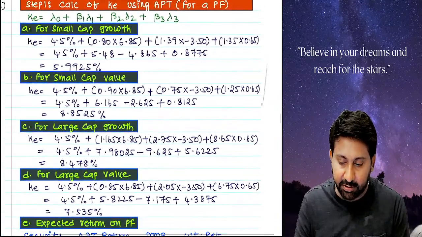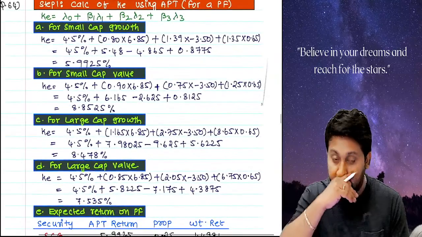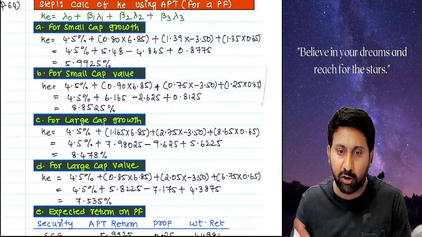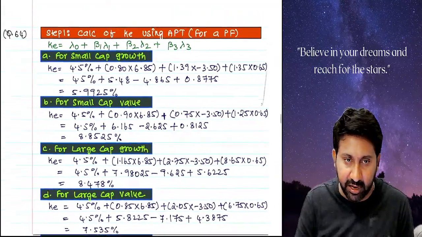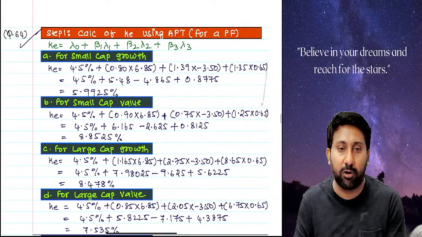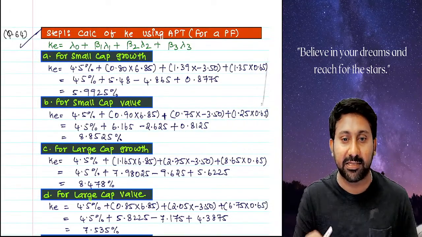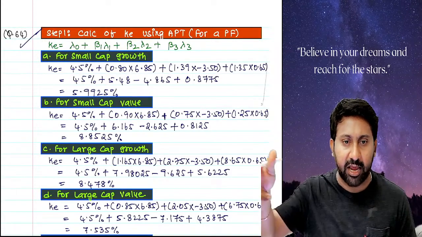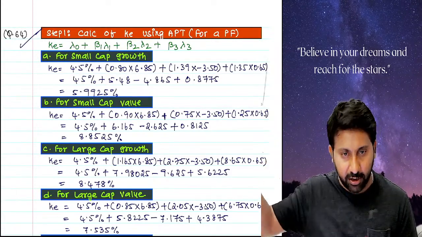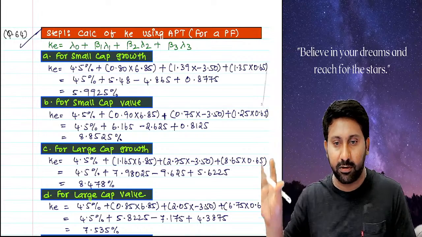Four different cases will be there. See this question. It will be there in your study material as well, or whatever book you follow. Do this question without fail before going into the exam. The question is about a person named Nirmal, who is investing in small cap growth and similar securities. One APT question will be there. Do this one question, done.